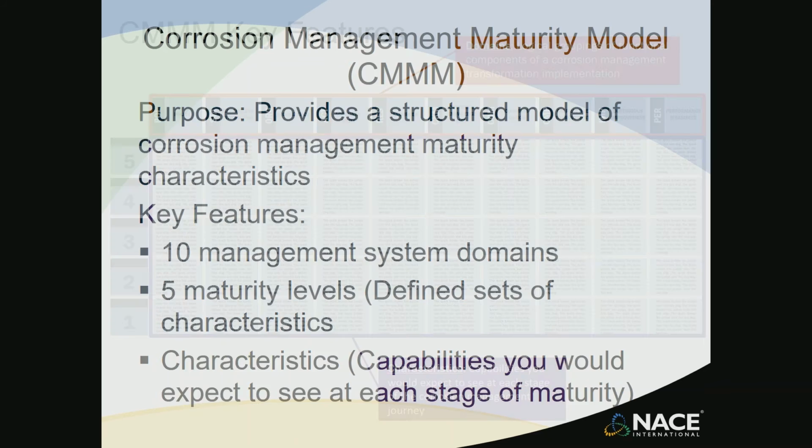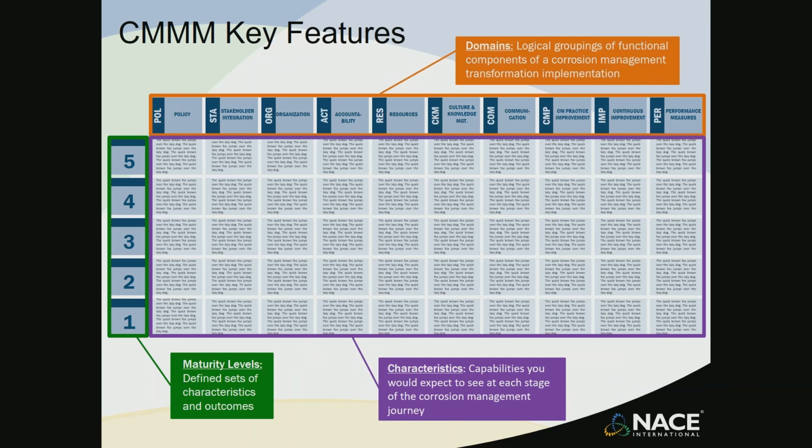Looking at that in more detail, in the drawing that you saw just a few slides ago, across the top are the 10 domains. Domains are logical groupings of functional components of a corrosion management transformation implementation. It establishes the domain boundaries and provides an overview of the maturity progression. So across the top, you see the 10 areas. Along the left-hand side, you see the maturity levels: maturity level 1, 2, 3, 4, 5.